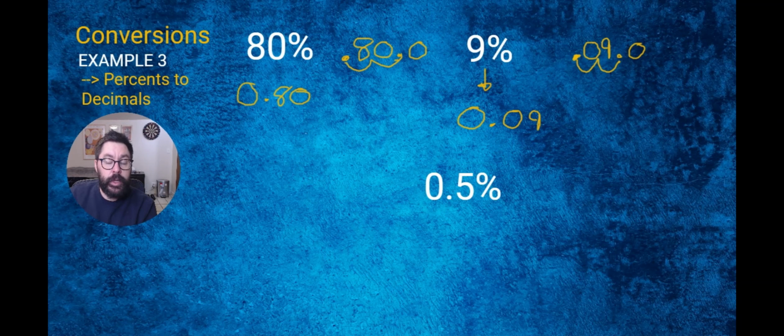And again, this says you have 9 hundredths. And that's the same as having 9%, 9 per 100, 9 hundredths.